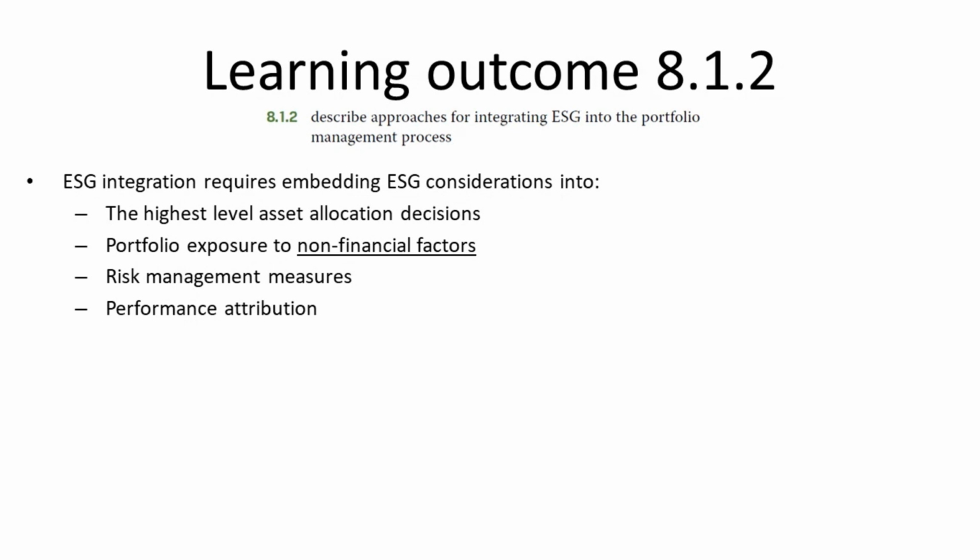Right, now comes number 2. Describe approaches for integrating ESG into the portfolio management process. ESG integration requires embedding ESG considerations into the following: the highest level asset allocation decisions, portfolio exposure to non-financial factors (well, certainly financial factors are considered, but in ESG integration we also need to consider portfolio exposure to non-financial factors), risk management measures, and performance attribution. Performance attribution is a bit problematic, and we'll talk about that a bit later.